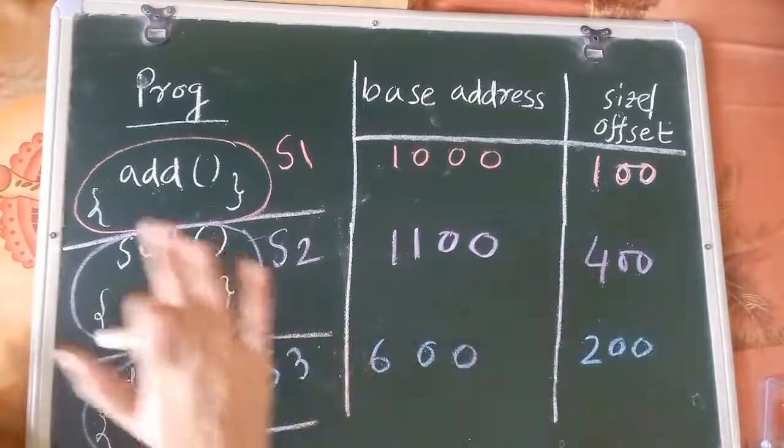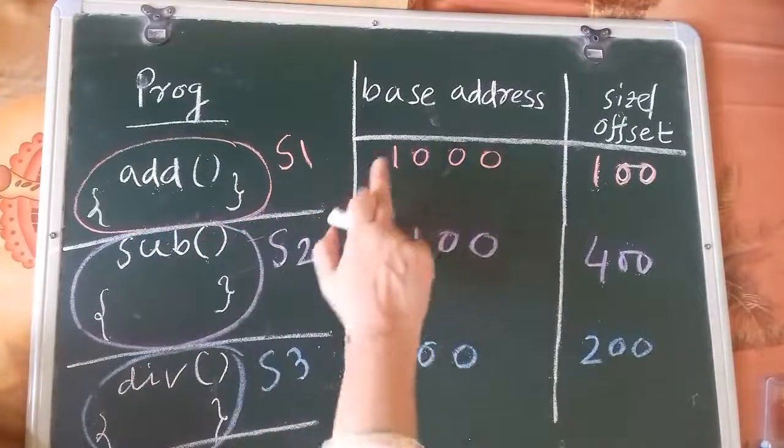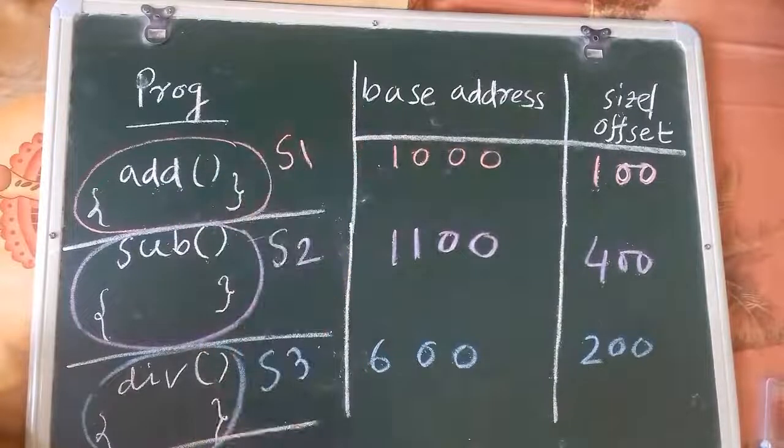Okay, in that, what is the advantage? Before telling the advantage, see here, this segment should be loaded in some memory address.